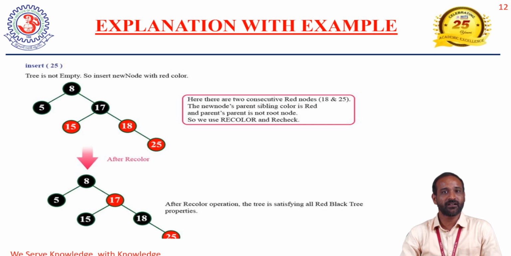The new node's parent is 18. The parent's sibling is 15, and its color is red. And the parent's parent, 17, is not the root node. Then what do we have to do? We use recolor and recheck. We simply change the colors of 18 and 15 from red to black, then the tree satisfies. After the recolor operation, the tree satisfies all the red black tree properties, so we can proceed with the next element.